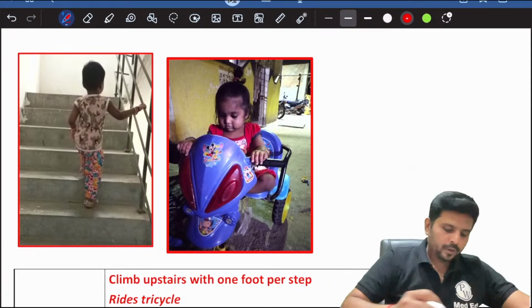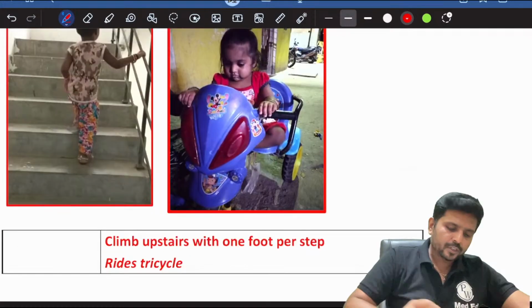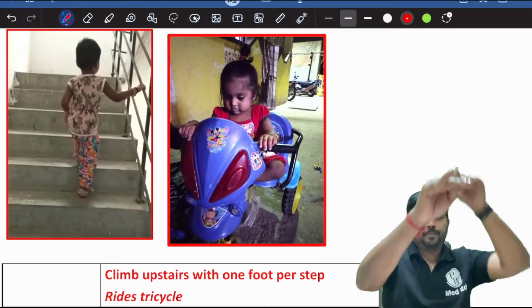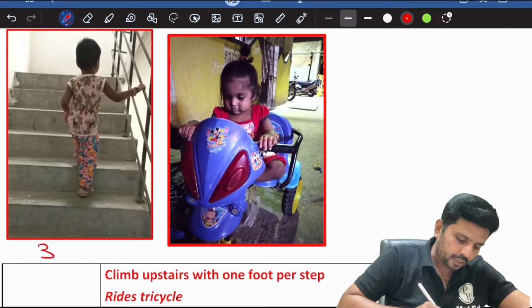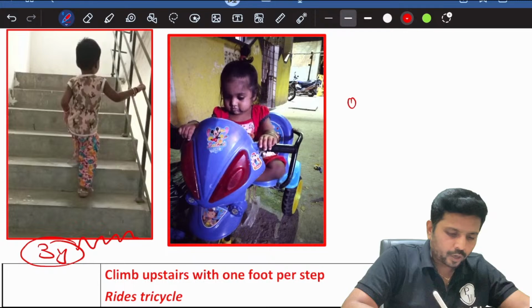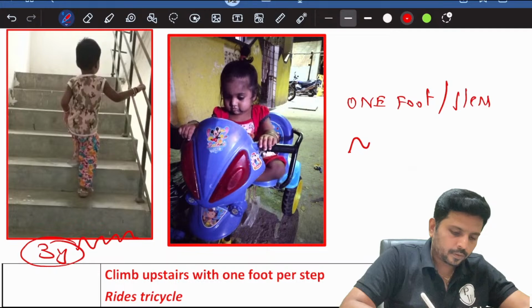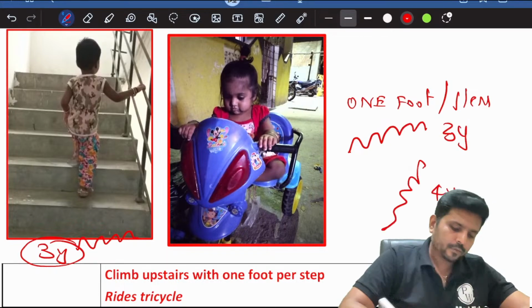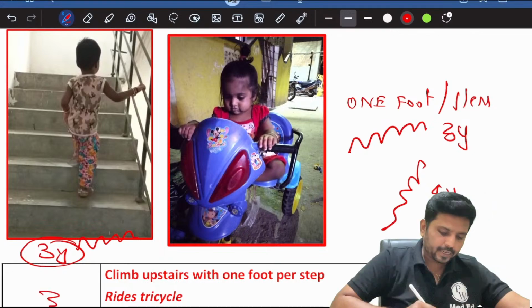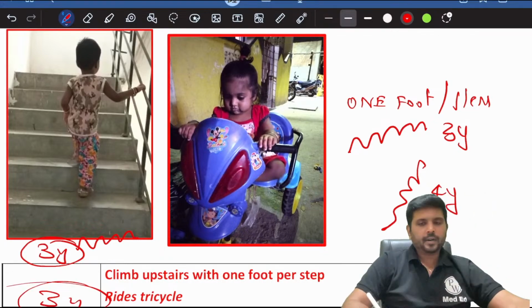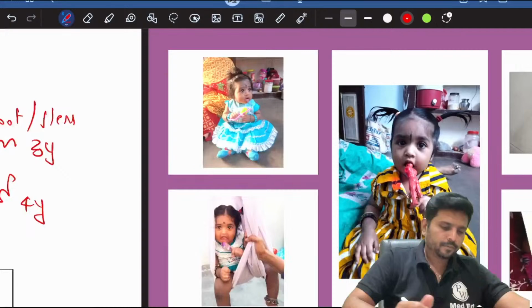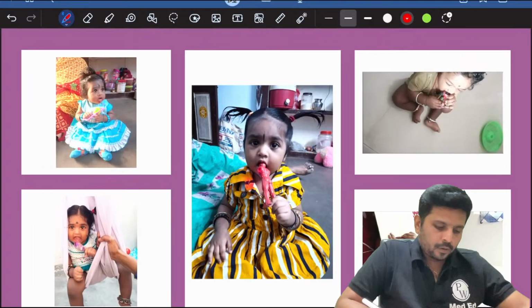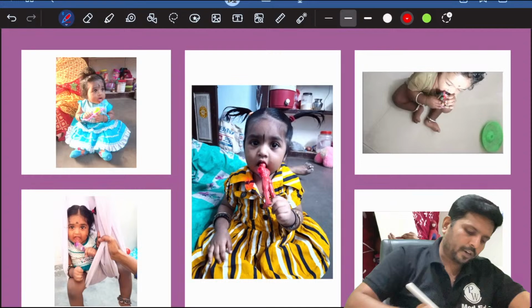Okay. And then climb upstairs with 1 foot per step means 3 years. Climbing up means 3 years. Climbing down means 4 years. Tricycle, 3 years. Right. So what is this?